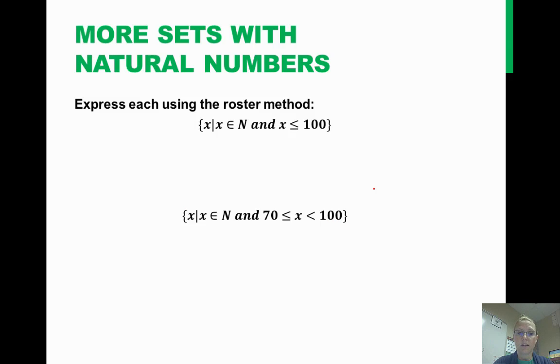Now let's look at these sets using the roster method. X such that x is a natural number and it's less than or equal to 100. So remember that we're starting with the number 1 here. But we need to make sure it goes all the way up to 100, and that would be our final spot. On the next one, we are starting with 70 instead of 1. So we'll have 70, 71, and so on up till, now notice it doesn't have an equal sign here, so we want to take it up to 99.